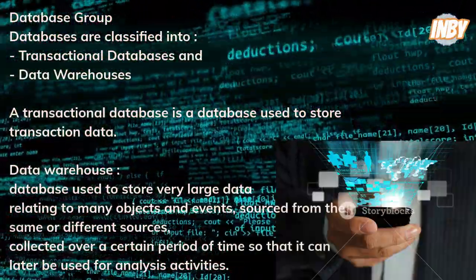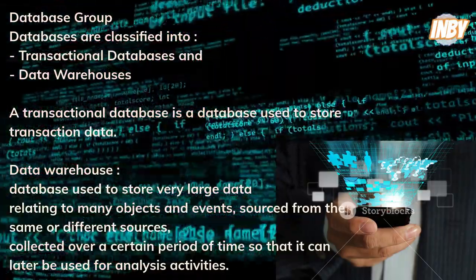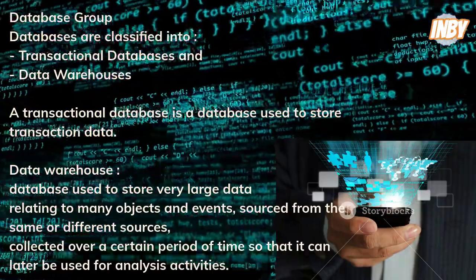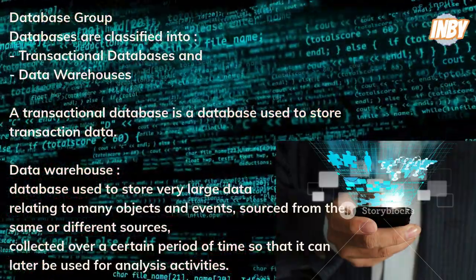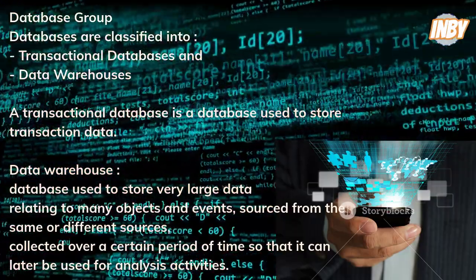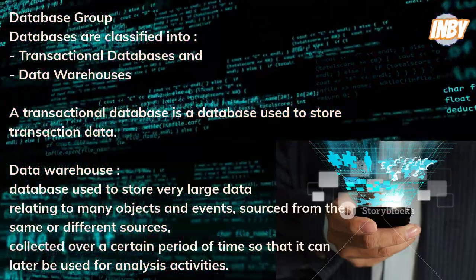Database group. Databases are classified into transactional databases and data warehouses. A transactional database is a database used to store transaction data. For example, sales data, lecture data, study plan data, KRS, etc.